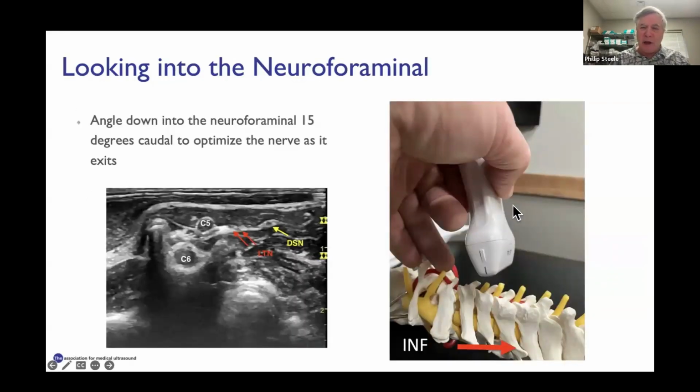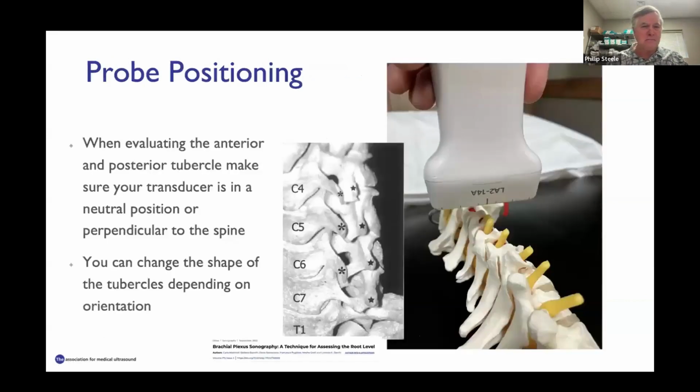And then I always use sort of a 15-degree angle when I'm looking into the neuroforamen. And that sort of highlights the nerve a little better. If you drew a true axial plane, you don't see the nerve coming out of the neuroforamen quite as well. And then this is an image of C6 and C5, and you have the Chassaignac's tubercle and the posterior tubercle here. This is posterior scalene, middle scalene, and then small little nerve roots that we're going to go over throughout the course of this talk.